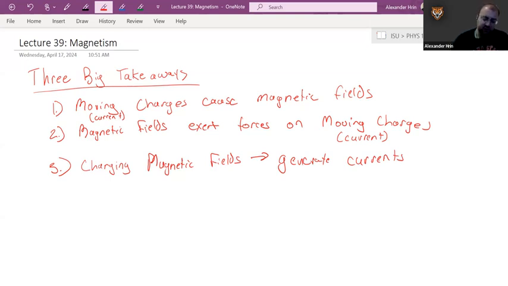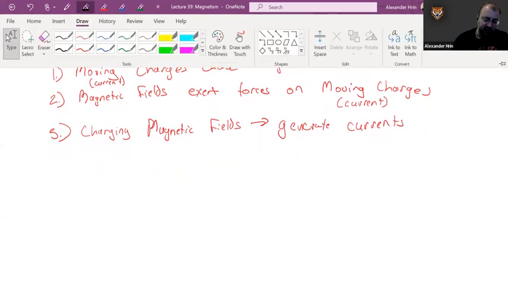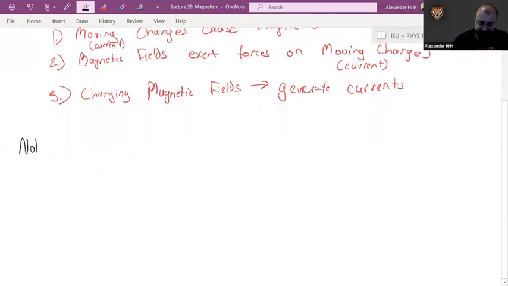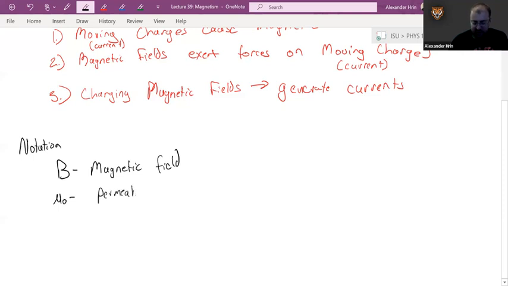Now, I do want to go back to first of all, give you some notation. B, this is the symbol for magnetic field. Mu naught, this is a constant that comes up a lot. It's called the permeability of free space. We're not really going to go into what that is or why, we're not really going to define it, but it does come up in the context of magnetism, like the Coulomb's constant or the gravitational constant that comes up in electrostatics or in gravitational fields.